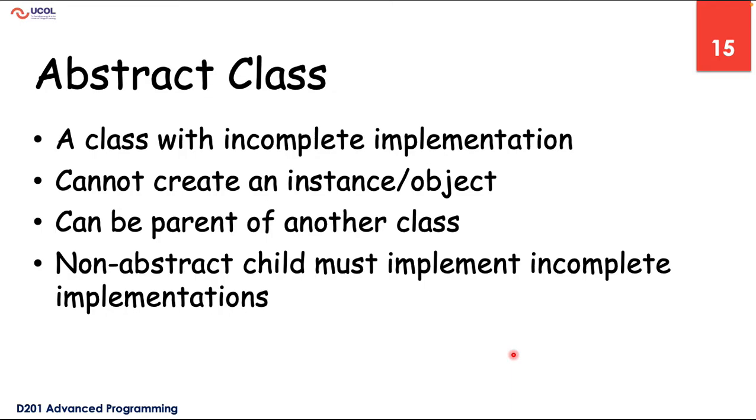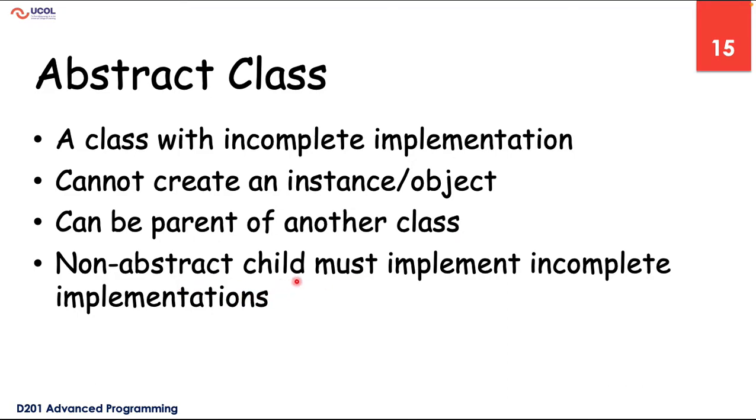Abstract class. An abstract class means a class with incomplete implementation. If something is missing and it is not a complete implementation, we can say that this class is an abstract class. It means that we cannot create an object of this class. It can be a parent of another class, other classes can be derived from the abstract class, but we cannot create an instance of that object. So if we say, for example, my class, my object equals new my class, no, it is not possible for the abstract class.